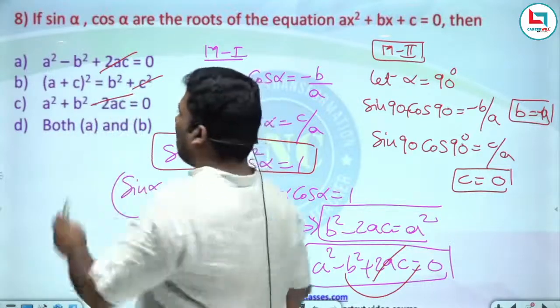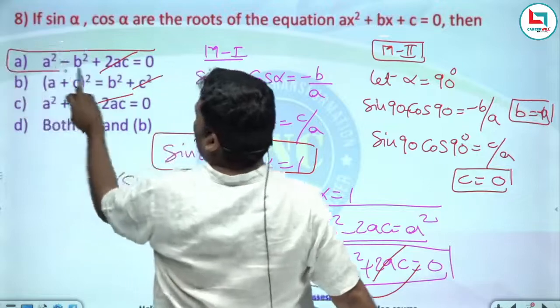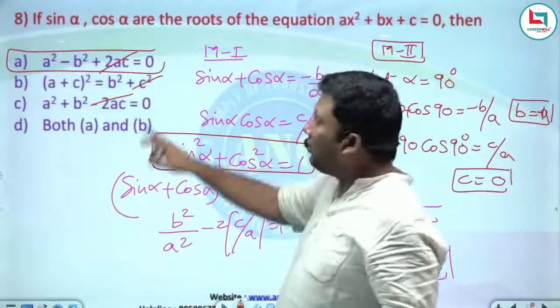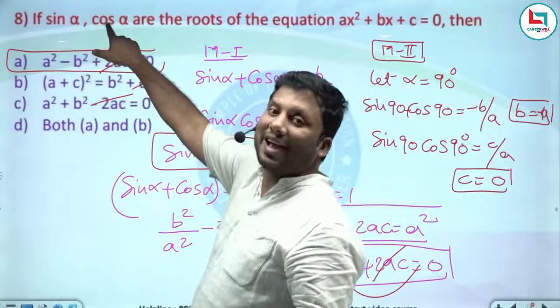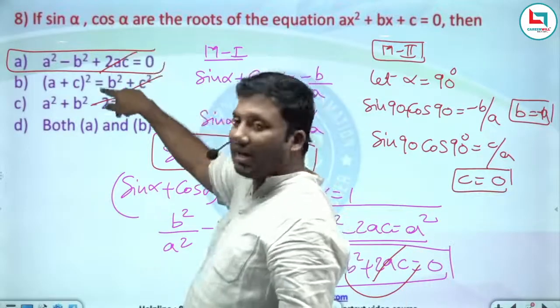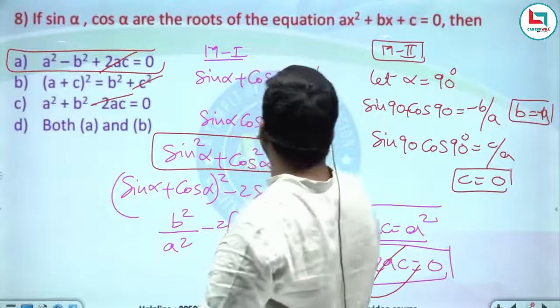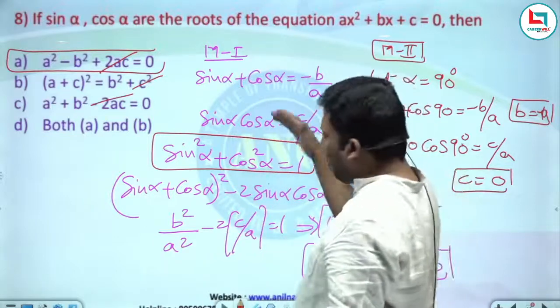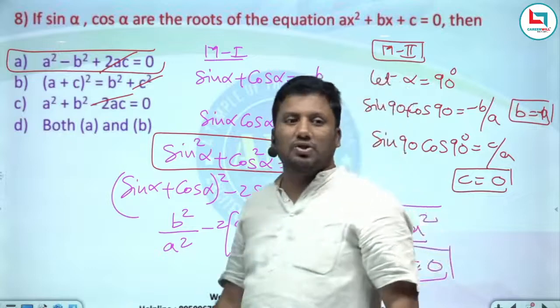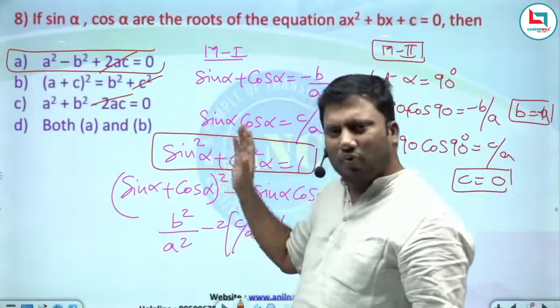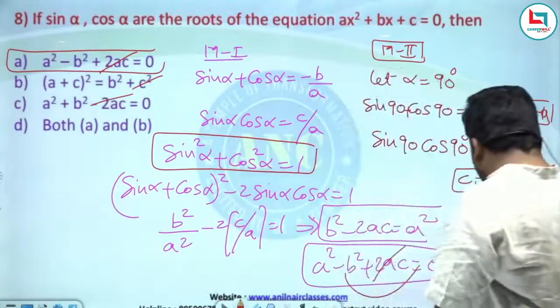a square equivalent to b square. Simple way of solving this question is, again the question contains, instead of variables, angles. Question contains angle, answer contains variables. Here, right, also we can do. You don't need to do all this. Just substitute alpha equivalent to 90, you will get the answer. Very, very easy way of solving the question.